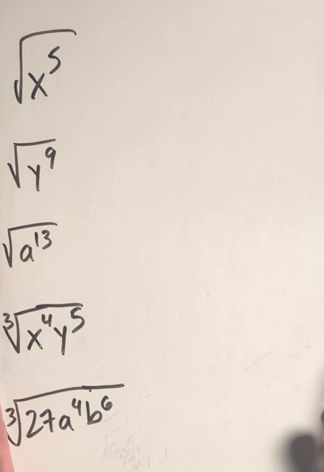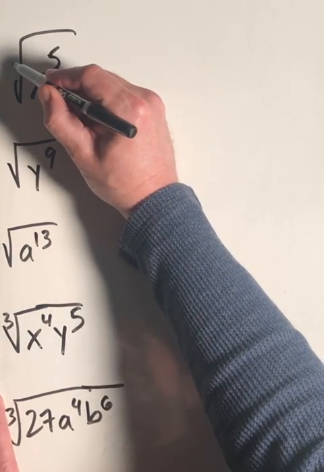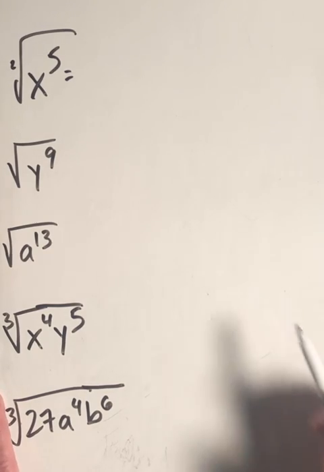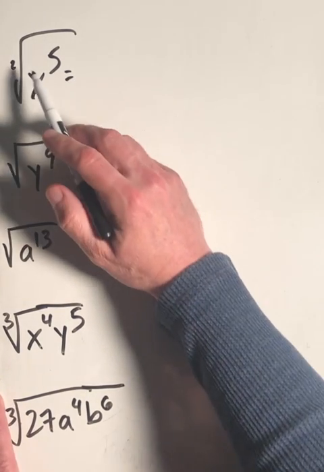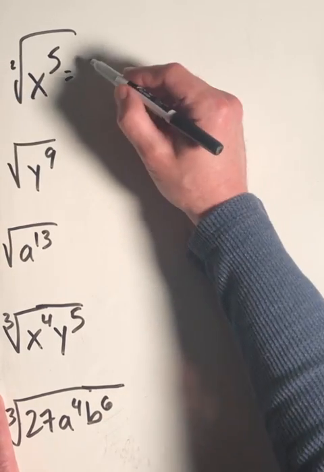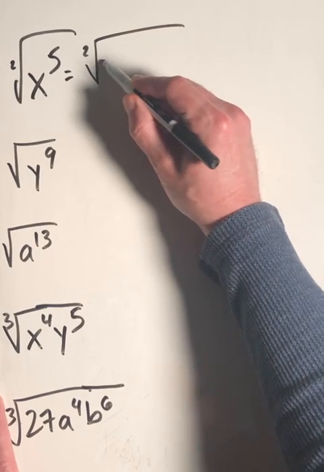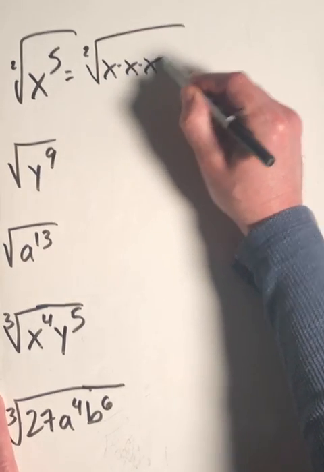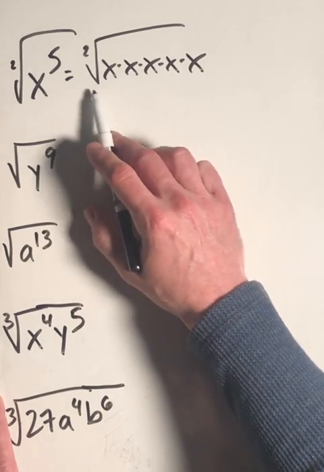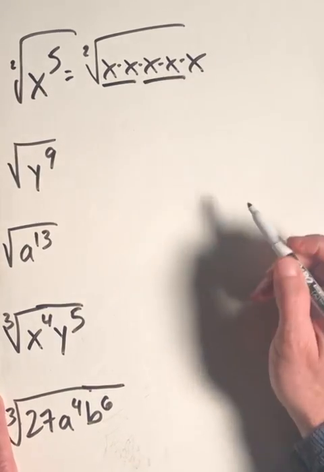The key to simplifying any radical expression is to identify the index. In this case, since there is no index, it is assumed to be a 2. So what that means is we are looking for groups of 2 sets of factors in order to remove 1. So if I look at the square root of x to the 5th, what I'm really looking at is x times x times x times x times x, a total of 5 factors of x underneath the radical. And I need groups of 2 of them.